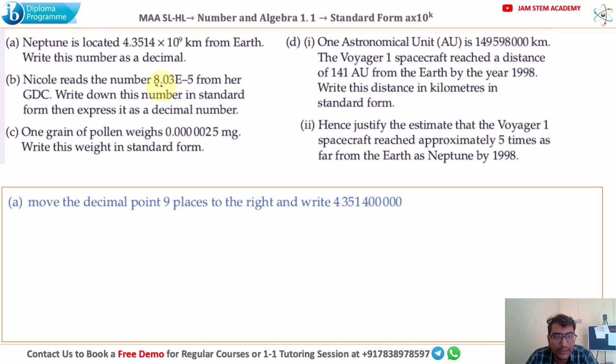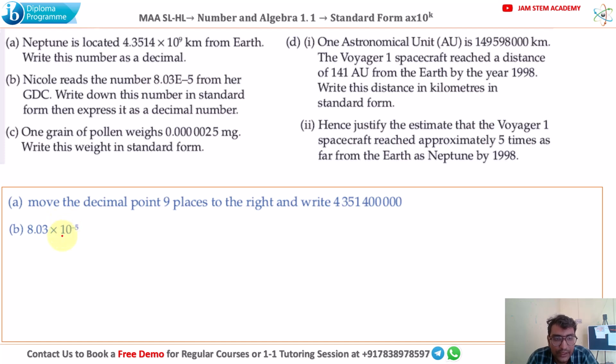So what do we have? Already we have a number lying between 1 and 10. So 8.03 stays as it is. Only we have to change this one. So that becomes 8.03 times 10 raised to the power negative 5. Okay, standard form done.